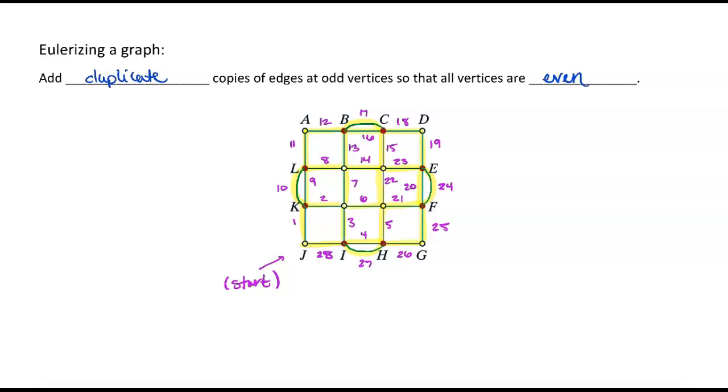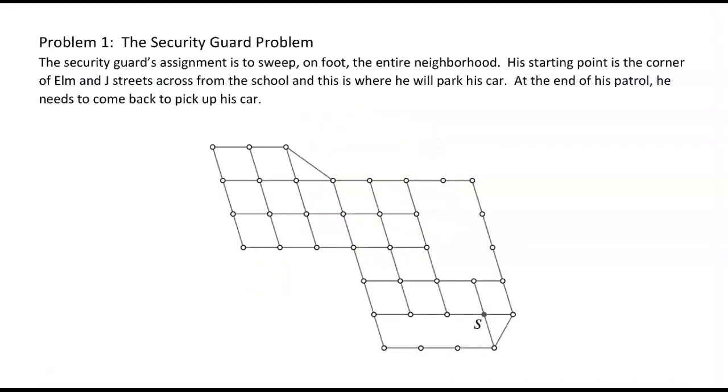Let's head over to our security guard problem and our mail carrier problem. We'll use this method to help us out. Here's a simplified version of the graph that we have already drawn to model the security guard problem. Let's review this problem and see what we need to do. The security guard's assignment is to sweep on foot the entire neighborhood.